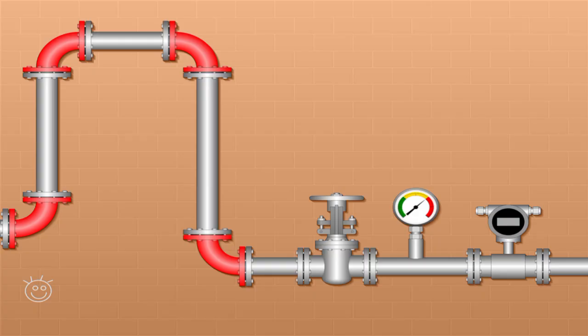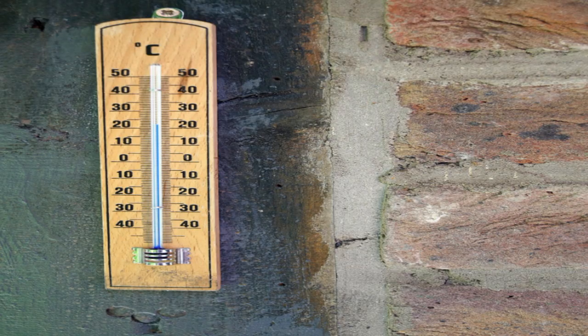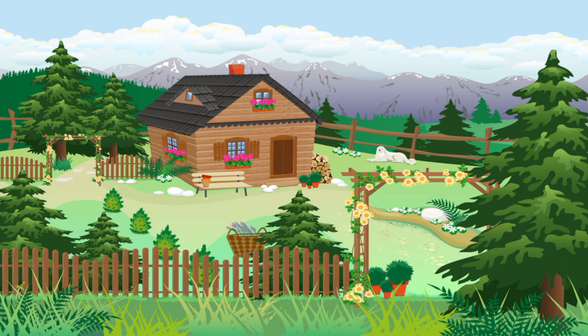Conclusion. These 4 weather instruments help scientists measure air pressure, wind speed, rainfall, and temperature. Together, they make weather forecasting more accurate.